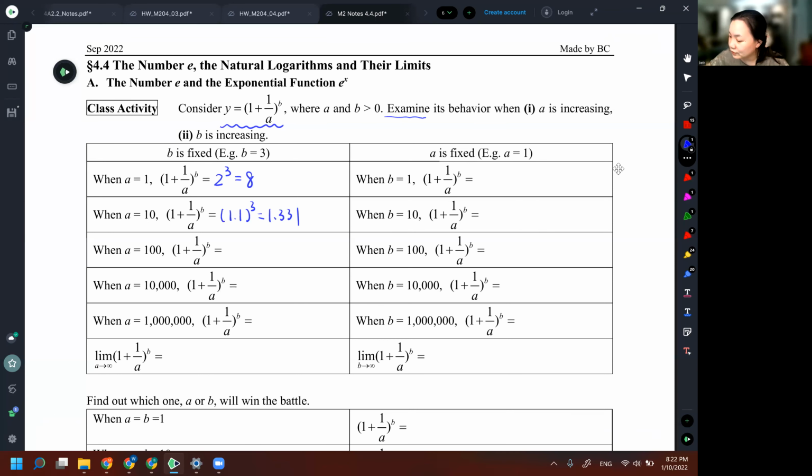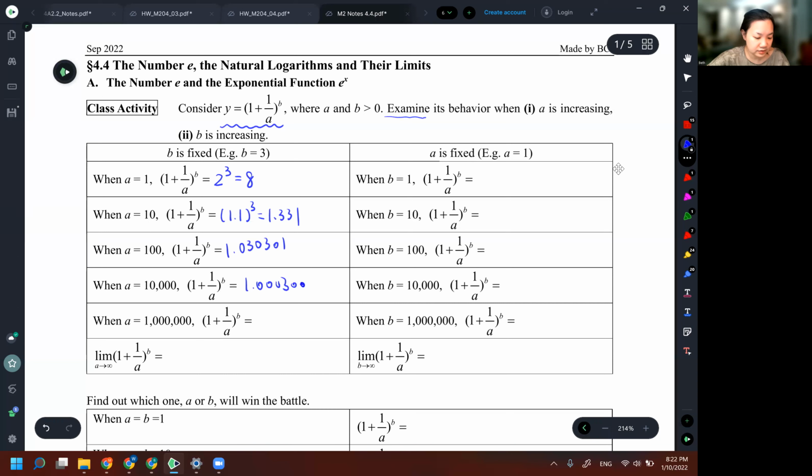It's 1.030301. And the next one, I get 1.0001 to the power 3. I get 1.0030003 and something, I don't know, because my calculator only provides 10 sig figs, 10 sig figs. I suddenly forgot the name.